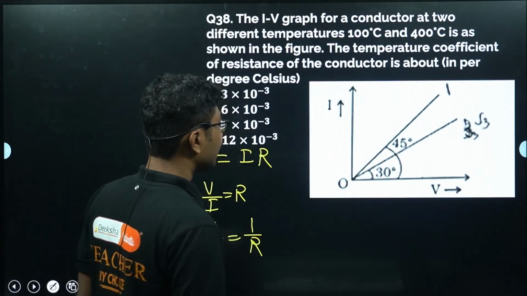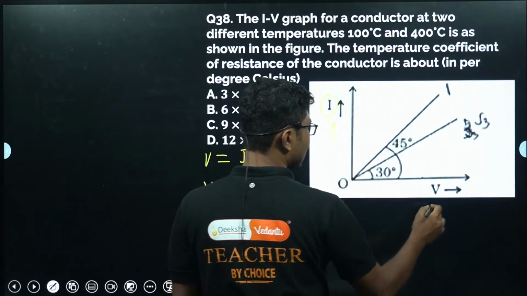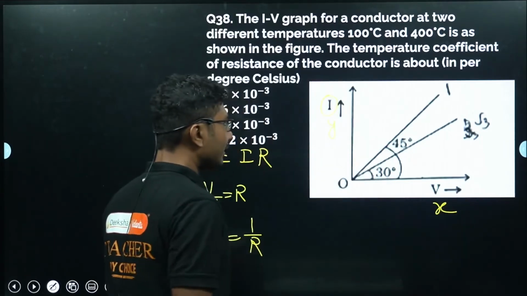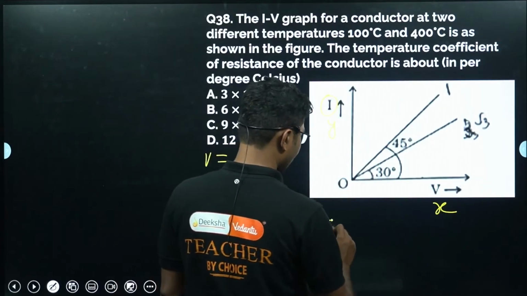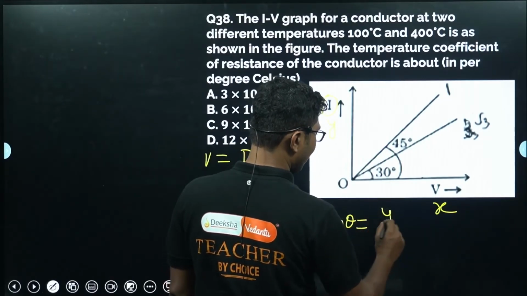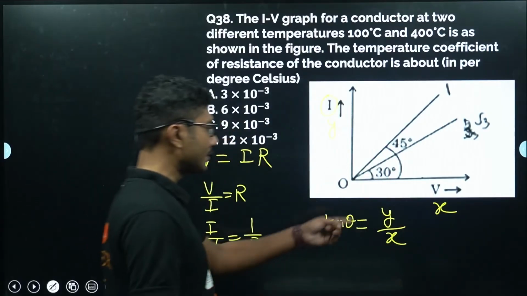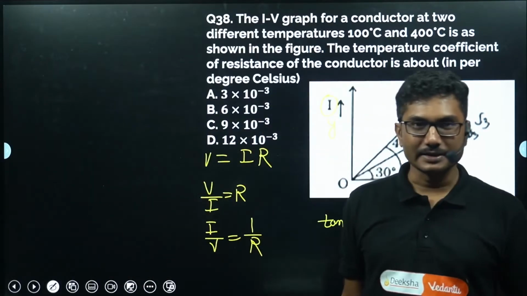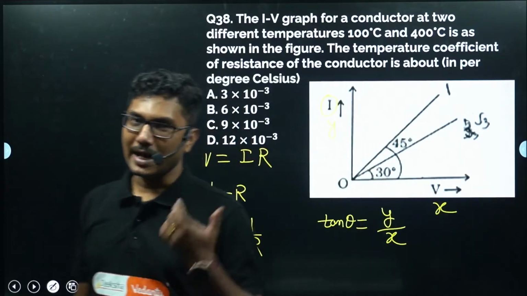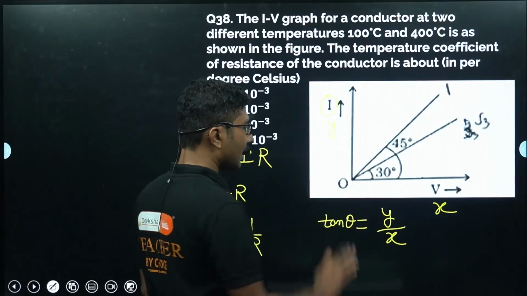This is the I versus V graph, right. This is the Y axis, this is the X axis. Now we know that tan theta is given by Y by X. Y is equal to mx plus c. Here c is 0, so y is equal to mx. m is the slope. Slope is tan theta. So tan theta is y by x.